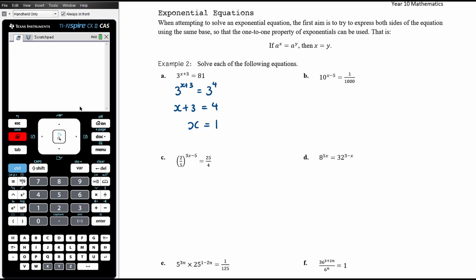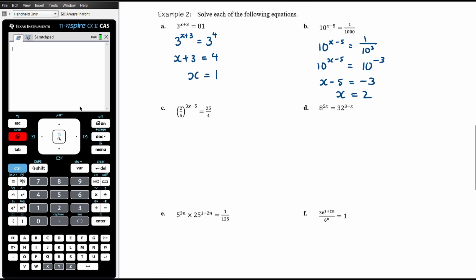Okay, part B, 10 to the power of x minus 5 equals 1 on 1,000. Okay, so this is 10 to the power of x minus 5 equals 1 on 10 cubed. So that means 10 to the power of x minus 5 equals 10 to the power of negative 3. We've got both sides with the same base. We can now equate the powers. x minus 5 equals negative 3. Adding 5 to both sides, x equals 2.